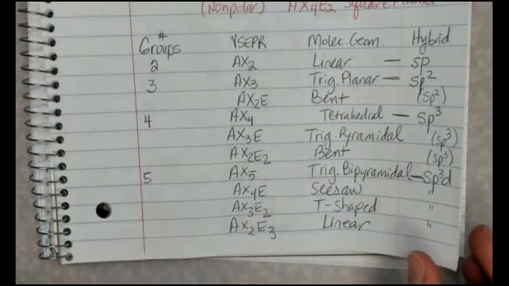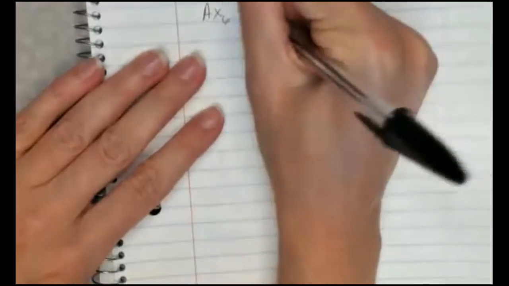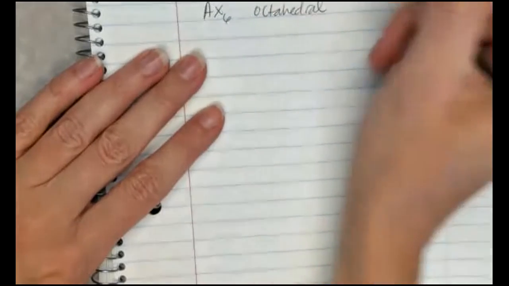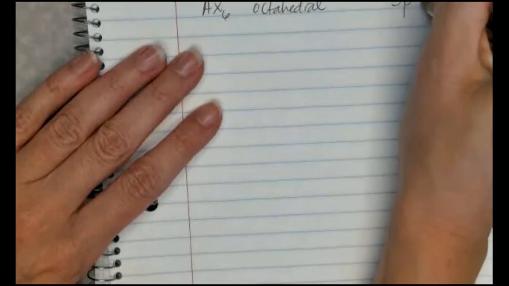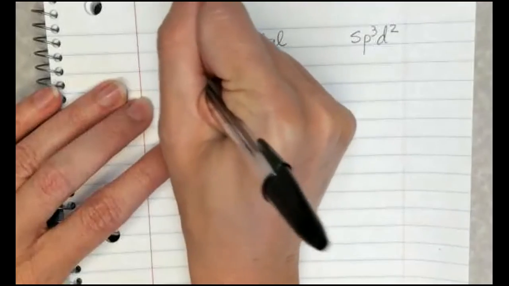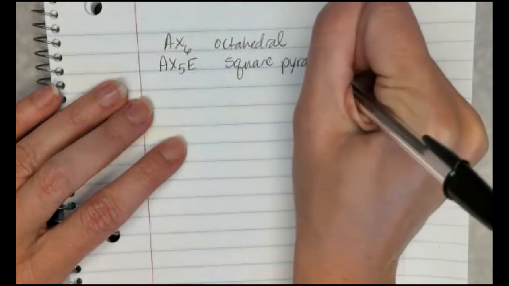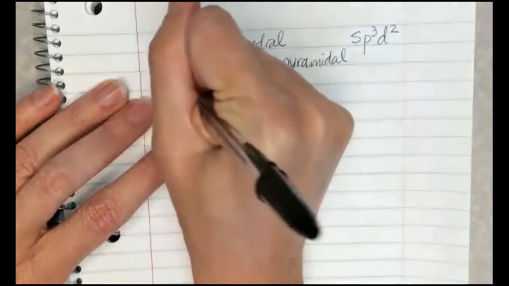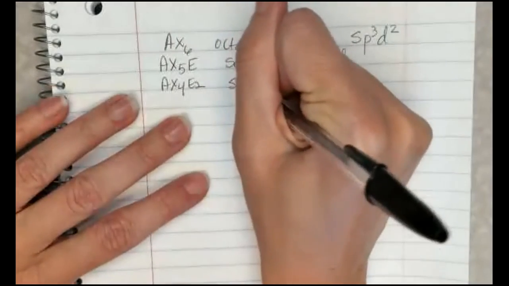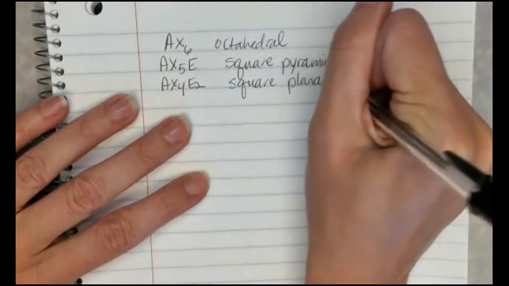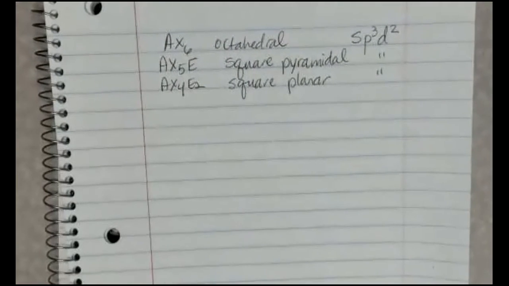And then if we went to octahedral, the last one here, which is AX6. So if we have a total of 6 groups, AX6, octahedral, then you're going to have S, 3 Ps, and 2 Ds for a total of 6 sites. And that would be true also if you had AX5E, which is square pyramidal. And then if you had AX4E2, which is square planar, also sp3d2. So the orbital hybridization is really just tied to the geometry.